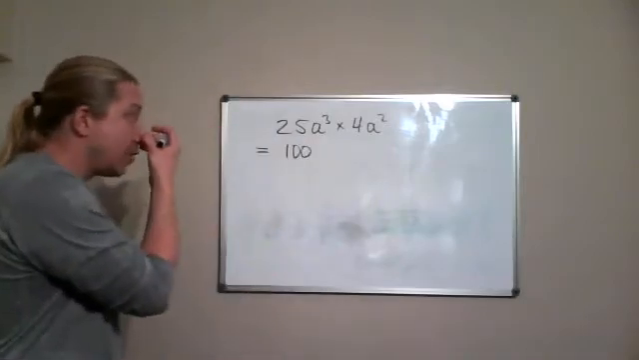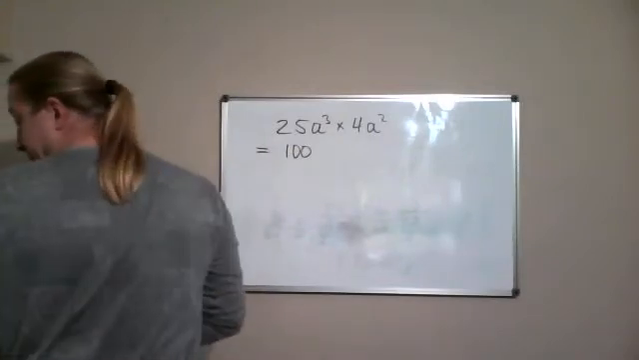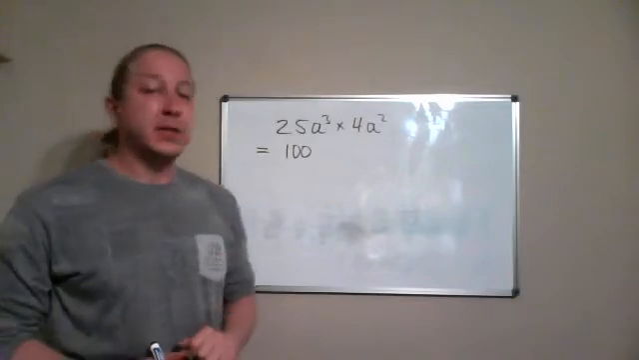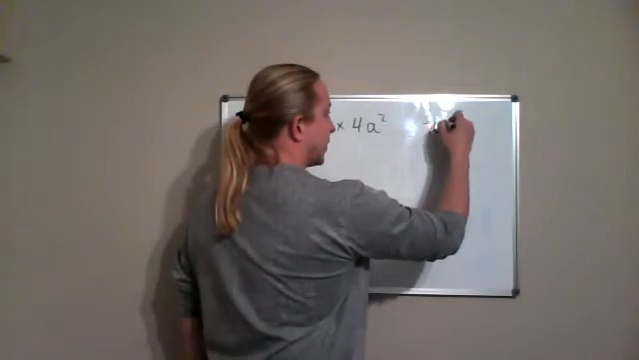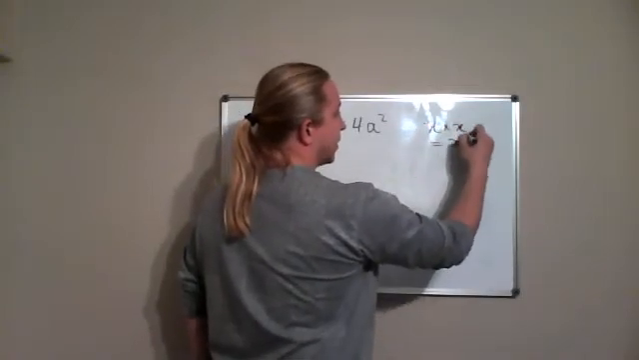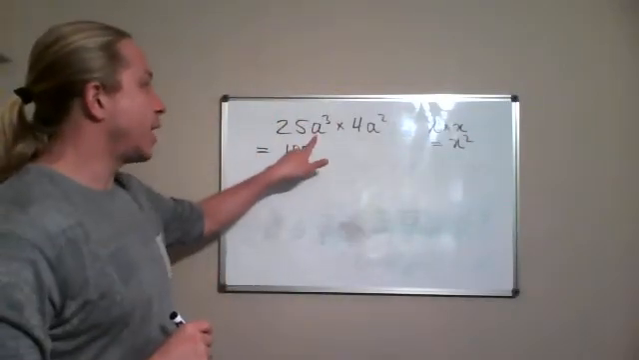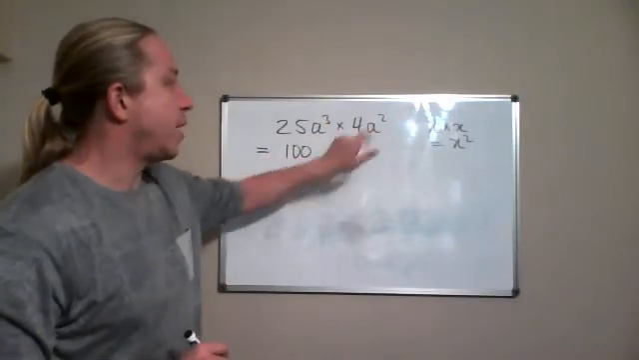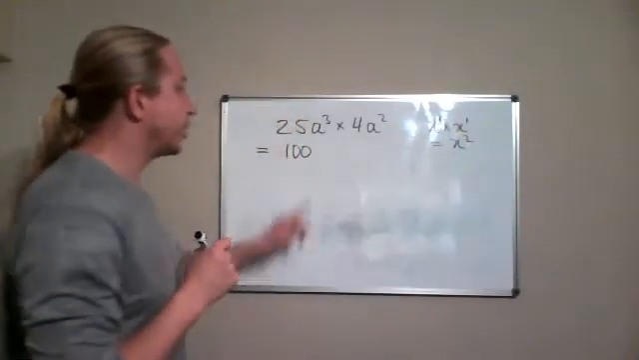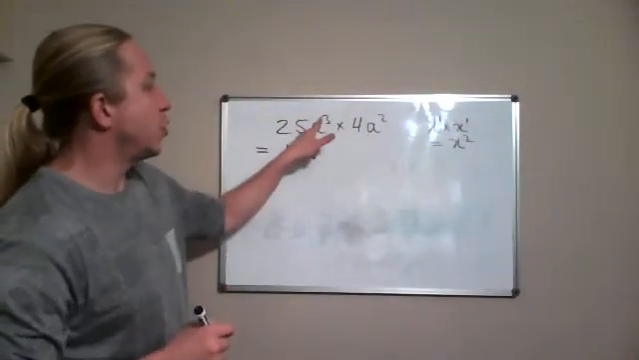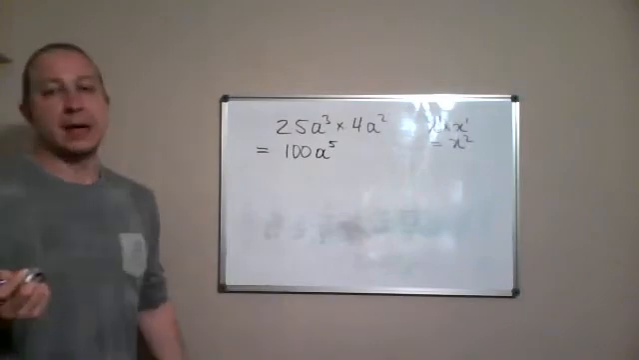Then we have a cubed multiplied by a squared. Remember with exponents, if we have x times x, that gives us x squared because we add the exponents together. The same thing is happening here. We have a to the power of 3 times a to the power of 2. We add the exponents: 3 and 2 give us a to the 5. And that's it.